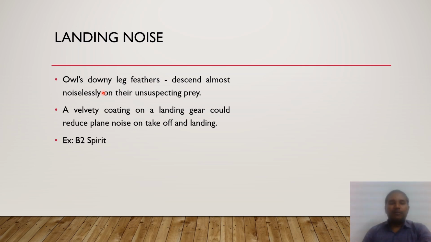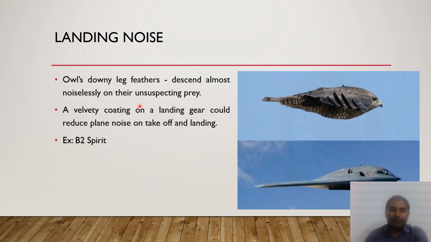Continuing with owls, here we are going to discuss reducing the noise at the time of landing in aircraft. Owls' downy leg feathers enable them to descend almost noiselessly on their unsuspecting prey. Because of these velvety down leg feathers, researchers are attempting to replicate this velvety coating on a landing gear to reduce the landing gear's noise at the time of takeoff and landing.